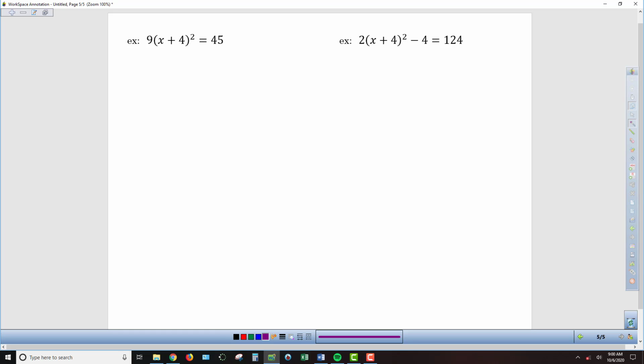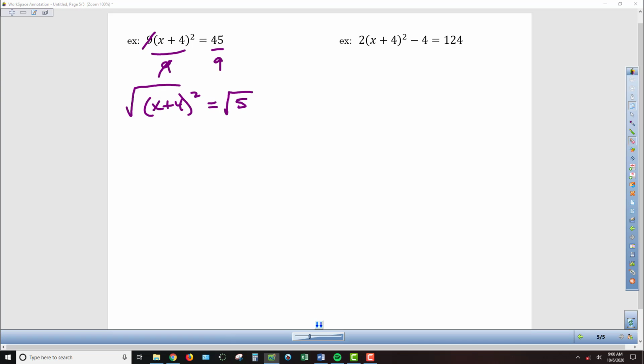Before taking the square root, I'm going to divide both sides by 9. So now I'm left with x plus 4 squared equals 45 divided by 9, which is 5. So now I'm ready to take the square root of both sides. So I'll go ahead and do that. We get x plus 4 equals the square root of 5. I can't do anything with that. It doesn't factor anywhere. It's not a perfect square. So I'm going to just leave it as plus or minus root 5.